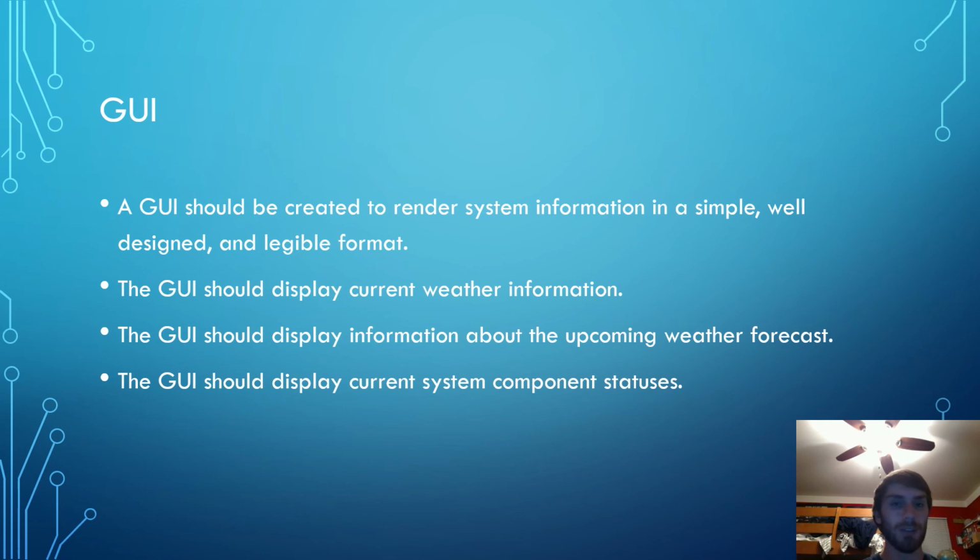And then for the GUI, you actually were able to see that we have system information available. Whatever the temperature control module is outputting, whatever the water control module is outputting, it also displays the current weather information, as I had explained. It also displays information about the forecast for the next 12 hours and the next 5 days, and it also displays current system statuses.